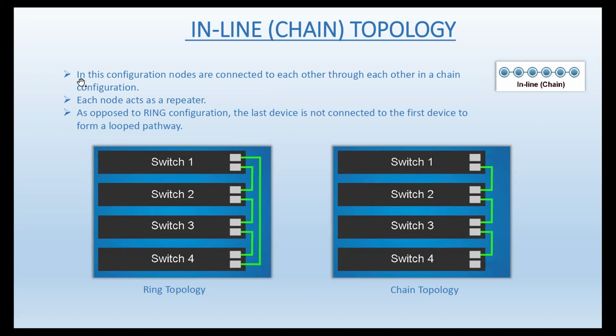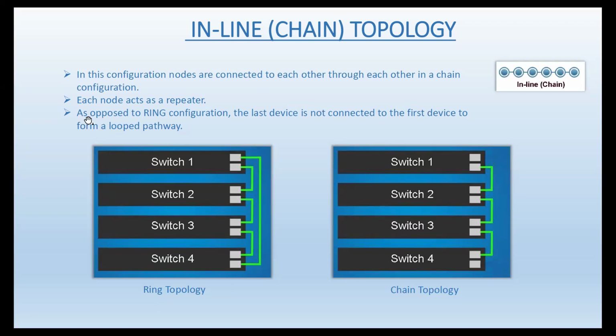Let me read this sentence. In this configuration, nodes are connected to each other in a chain configuration. Each node acts as a repeater. If this node wants to communicate with that one, the message has to be repeated by this one, then by this one, and it gets to that one right there. And if he wants to answer, the same thing happens in the reverse process.